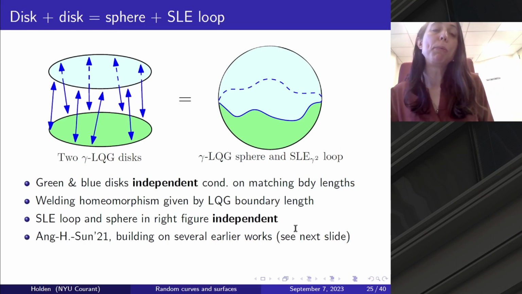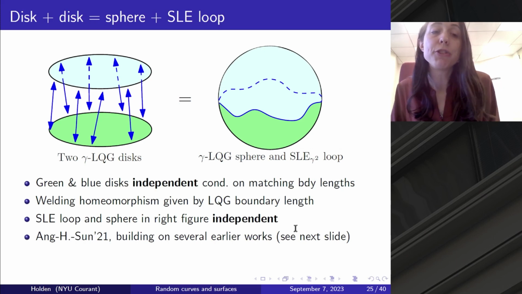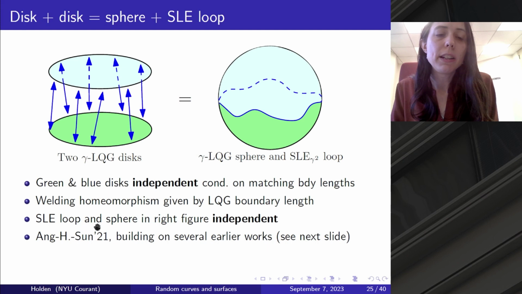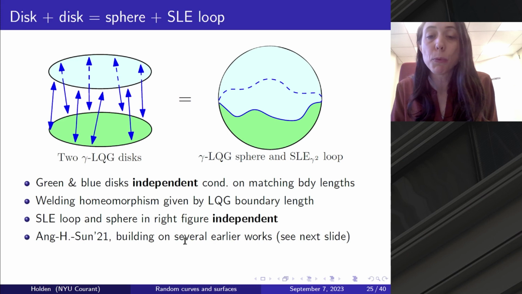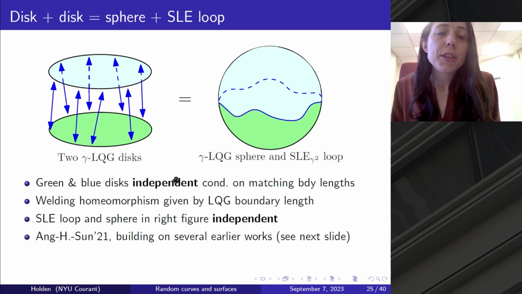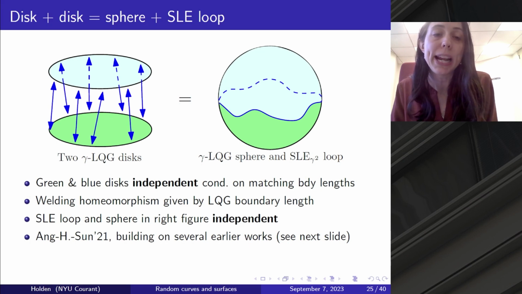So we are interested in conformal welding results in the setting of LQG surfaces. I will start by explaining one example, which was proven in a recent work with Ang and Sun. But I should emphasize that our proof is building on a number of other works, also by other people. So we start by considering two LQG disks. These are LQG surfaces with disk topology, and we want to weld these two LQG disks together. And we want to do this conformal welding according to LQG boundary length.